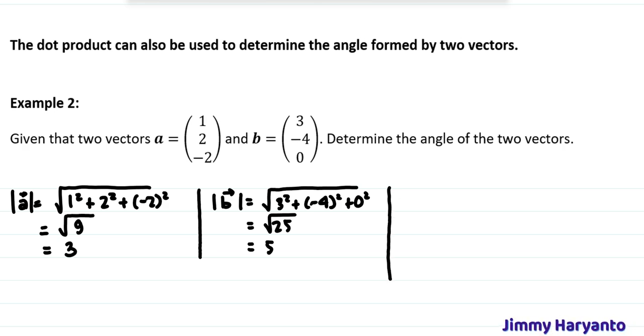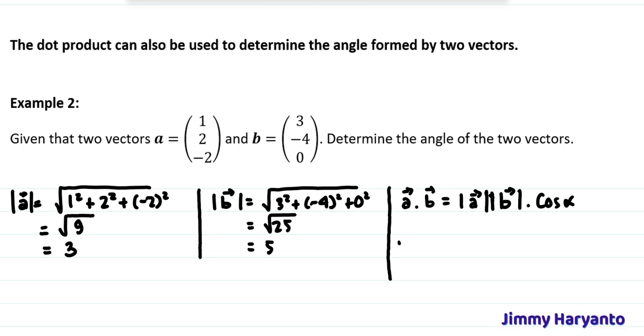Then to find the angle, you only have to use the formula A dot B equals the magnitude of A times the magnitude of B times cos alpha. For the A dot B, we will use the dot multiplication like the previous example.